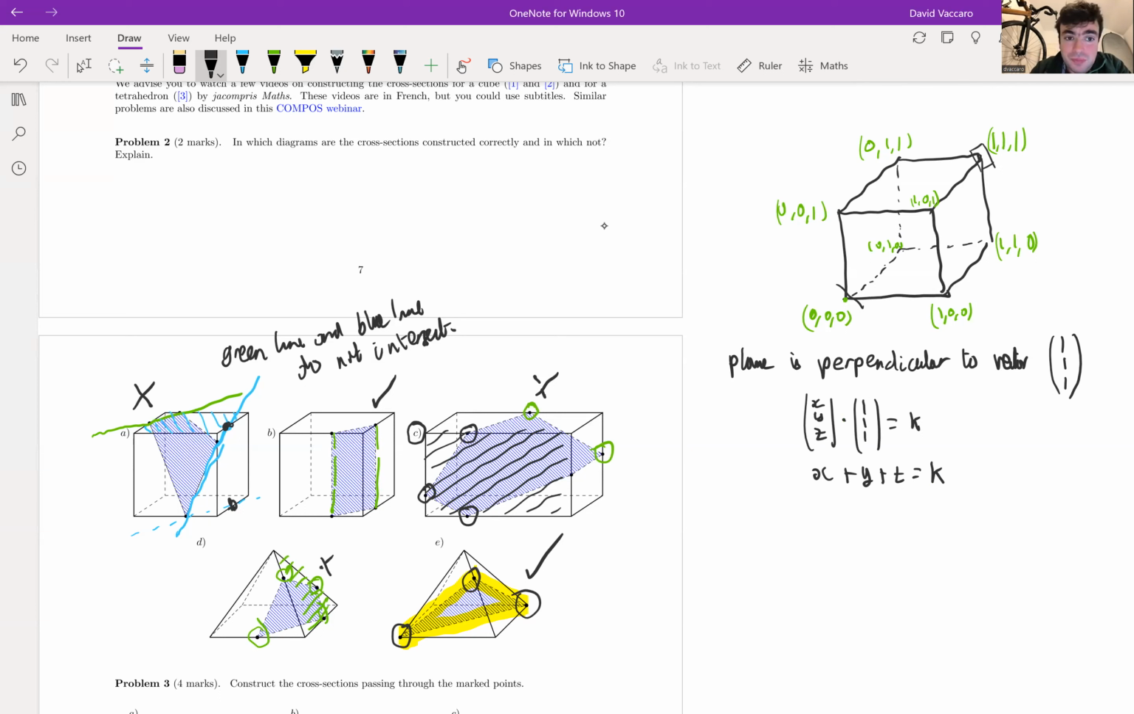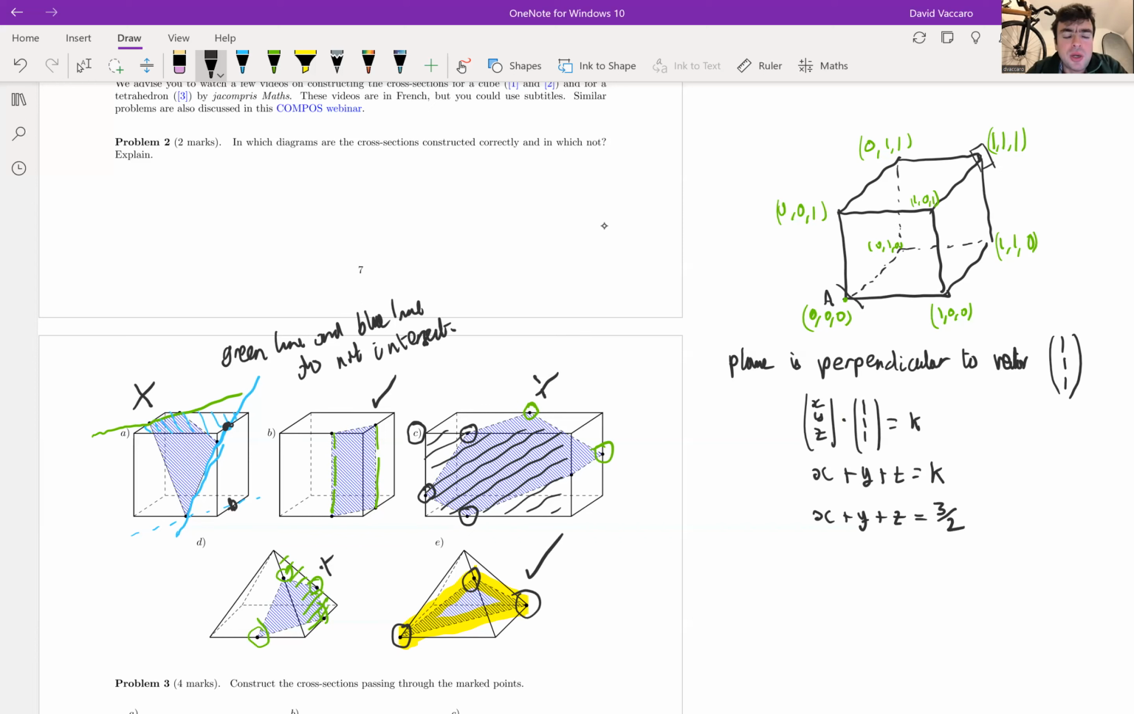Well, the constant at the vertex A would be 0. The constant at the vertex B would be 3. So at the midpoint, we would want x plus y plus z to equal 3 over 2.